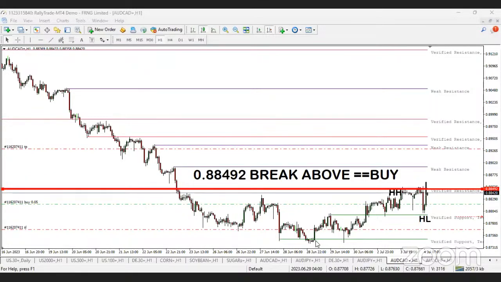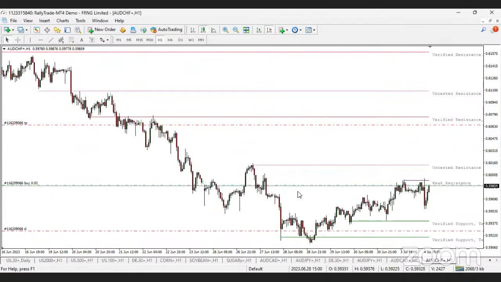So AUD CAD is buy, and then AUD JPY is also a buy, right? Lastly, before I move on to the MT5, let me check one more chart. This is the chart for AUD CHF. So generally, we can accept the sentiment that AUD is getting stronger. So on AUD CHF, what can we see as well? We should also be able to see higher highs and higher lows.